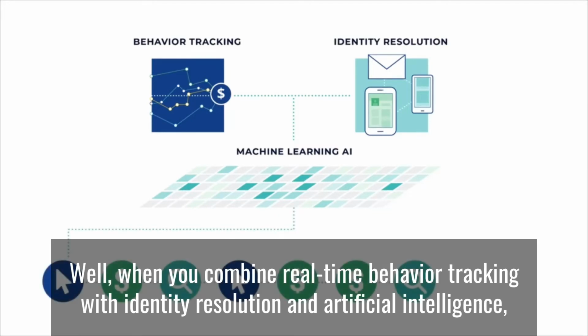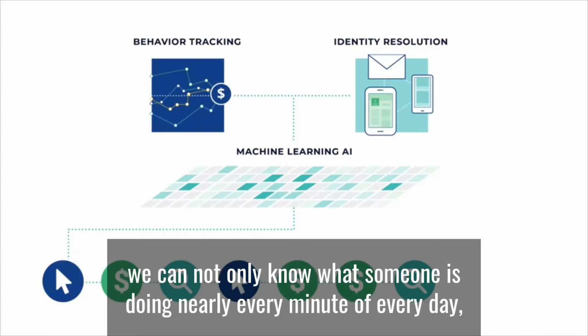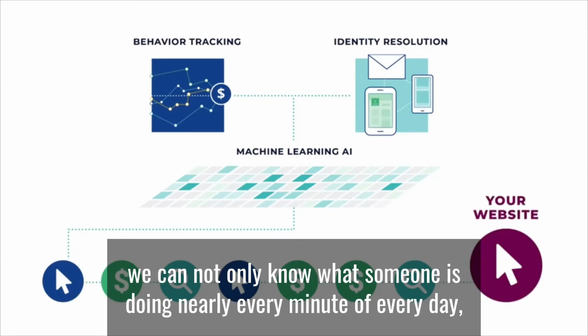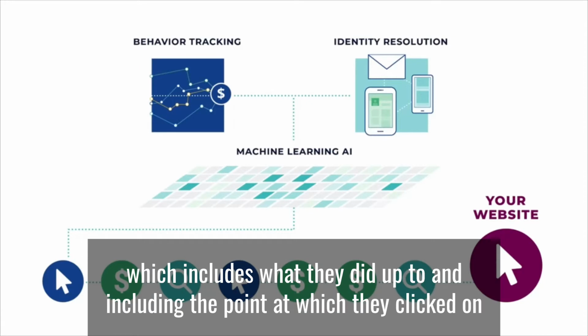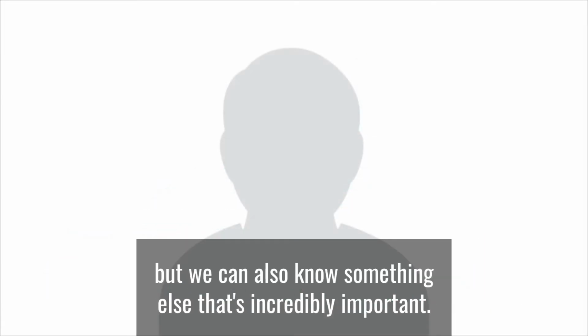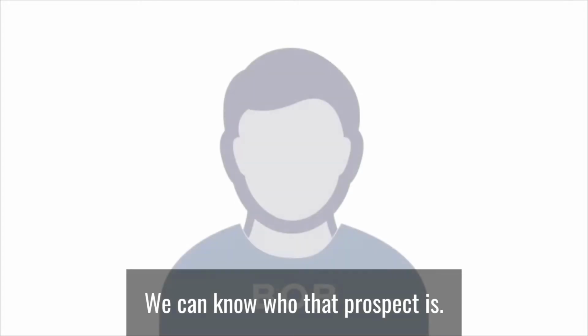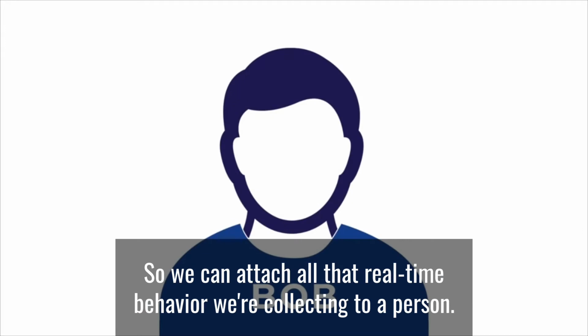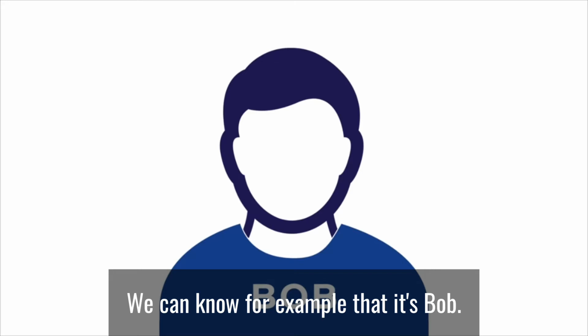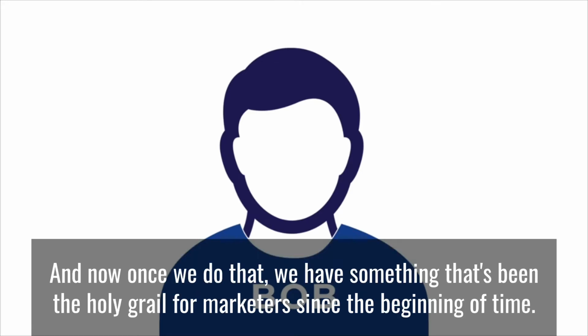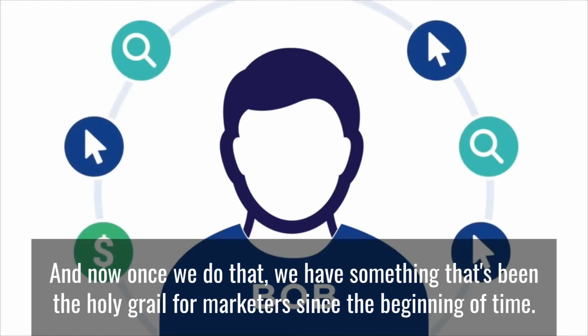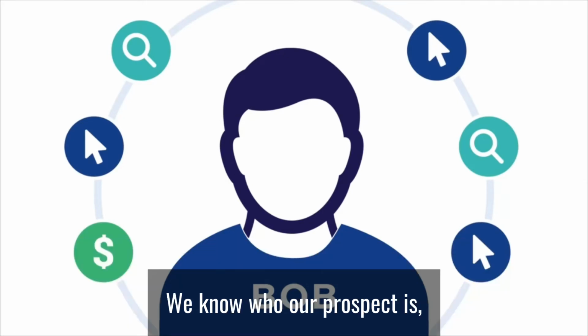Well, when you combine real-time behavior tracking with identity resolution and artificial intelligence, we can not only know what someone is doing nearly every minute of every day, which includes what they did up to and including the point at which they clicked on a link and landed on your website, but we can also know something else that's incredibly important. We can know who that prospect is, so we can attach all that real-time behavior we're collecting to a person. We can know, for example, that it's Bob. And now, once we do that, we have something that's been the holy grail for marketers since the beginning of time. We know who our prospect is.